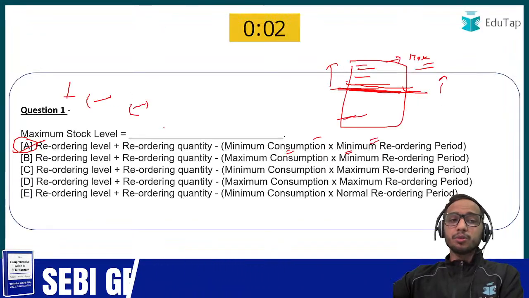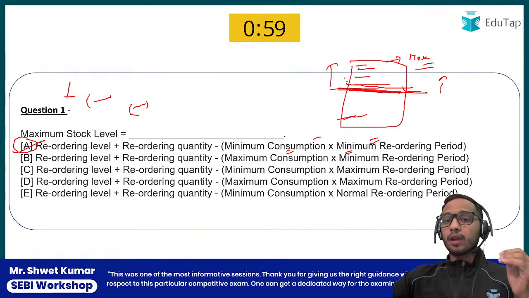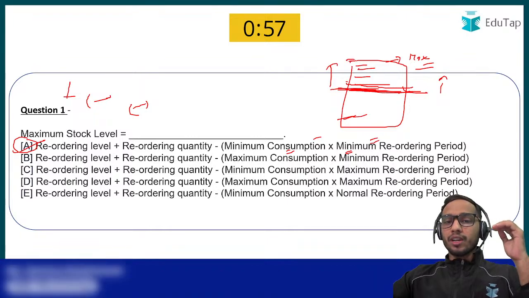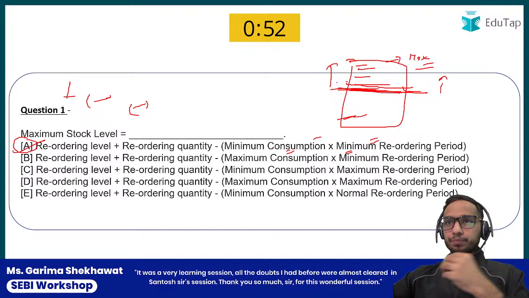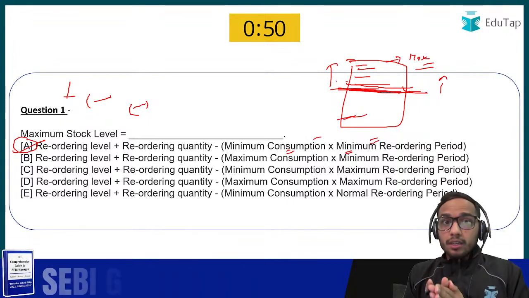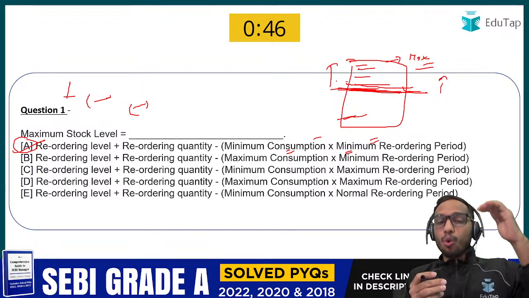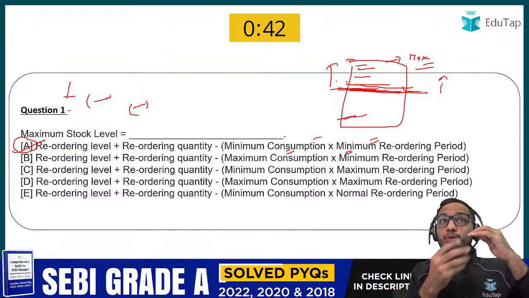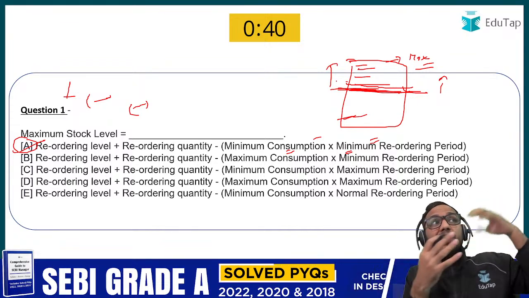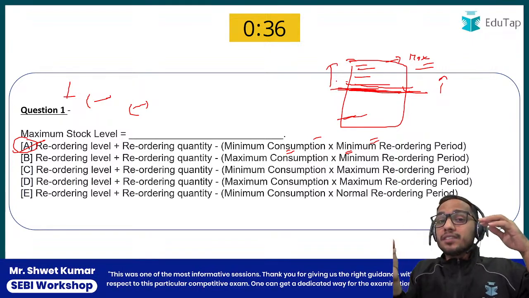See, in the first question, logic is very simple. You are trying to calculate the maximum stock level. Suppose you have something in stock and you are trying to calculate how much maximum stock can go. So you have to deduct the minimum consumption, because you have to calculate the maximum inventory that is going to be left in your warehouse. So you have to assume that minimum consumption is there, not the maximum.